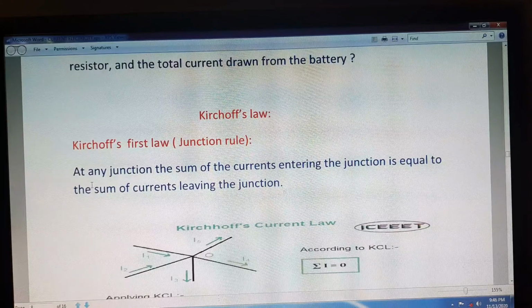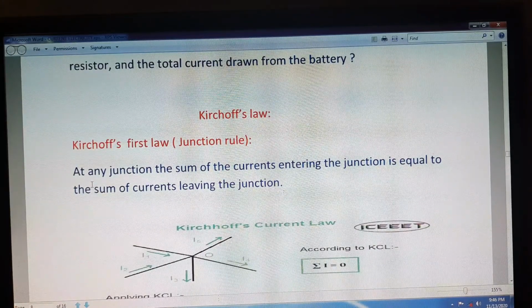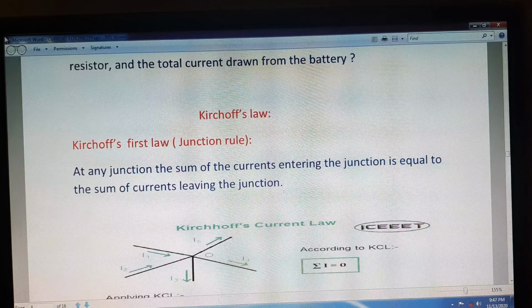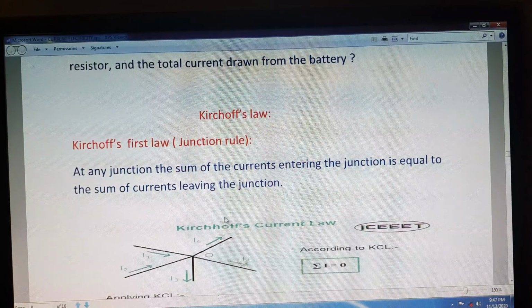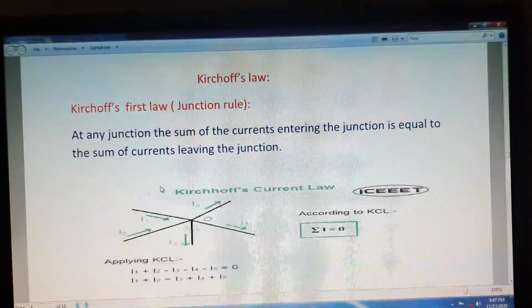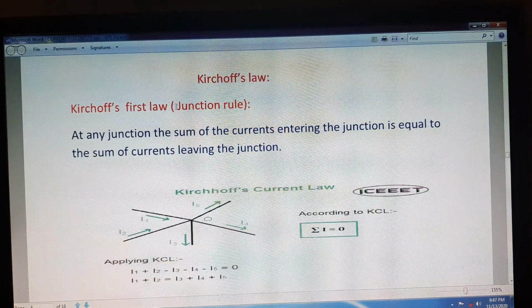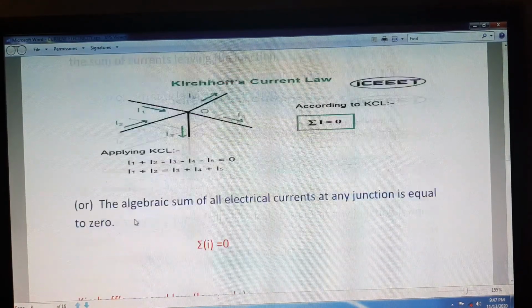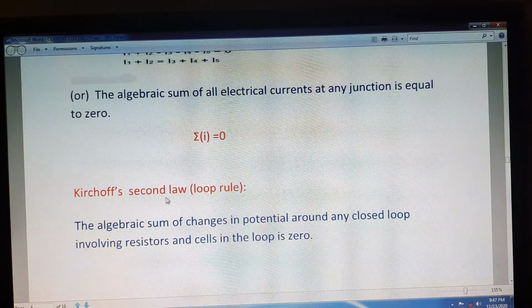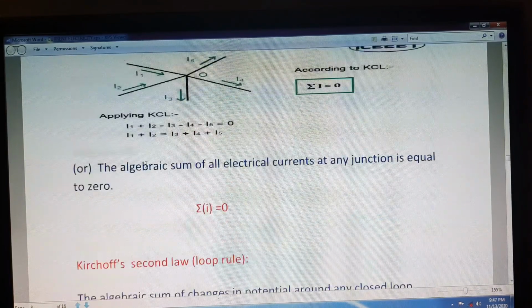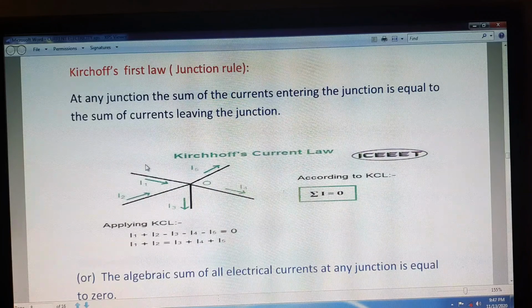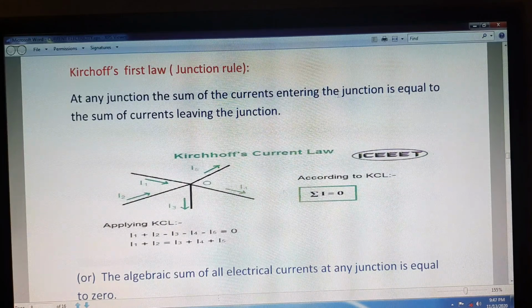And the application of Kirchhoff laws means explanation of the Wheatstone bridge. So Kirchhoff laws, what are the Kirchhoff laws? Kirchhoff laws are two. The first one is Kirchhoff's first law, also called the junction rule, and the second one is Kirchhoff's second law, also called the loop rule. First, we can observe the first law. At any junction, any node, at any point, the sum of the currents entering the junction is equal to the sum of the currents leaving the junction.